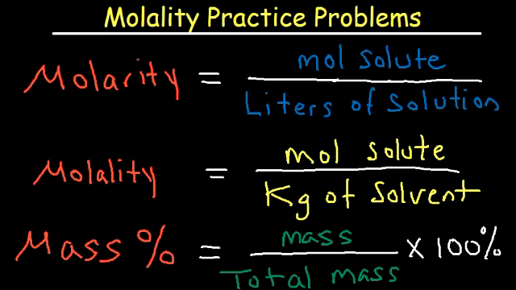So these are some formulas that you need to know. Molarity of a solution is equal to the moles of solute divided by liters of solution. Molality is another form of concentration, and it equals the moles of solute divided by the kilograms of solvent. And the mass percent is the mass of the solute divided by the total mass. And another formula that you need to be aware of, which will be useful in this section, is the density of a solution. It's equal to the mass of the solution divided by the volume. So you need to know that as well.